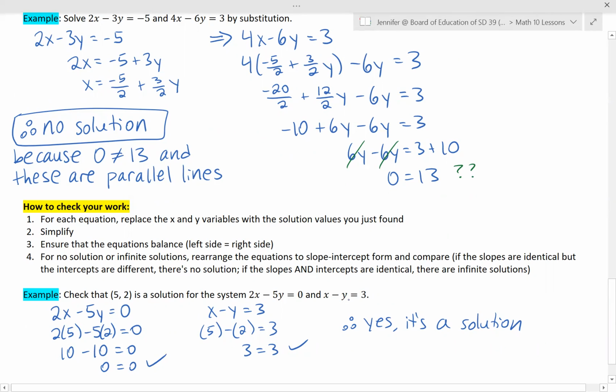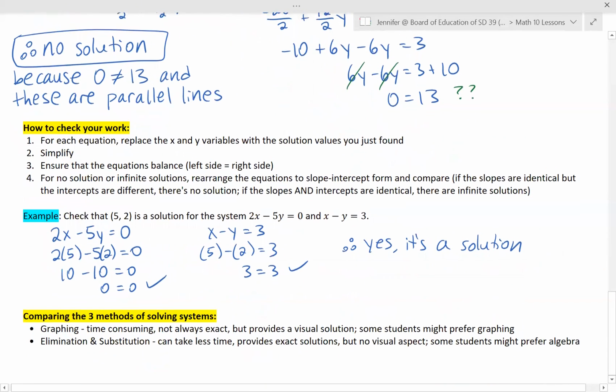We'll check the other line as well. We replace x with 5 and we replace y with 2. And then yes, our equation balances. Of course, 3 does equal 3. So that means this point (5, 2) also exists on this line. If that point exists on both of these lines, it means that that's where they intersect. So it is in fact a solution to that system.